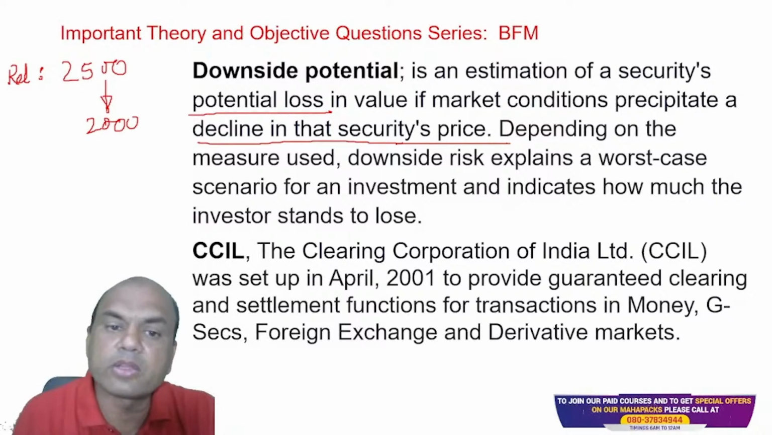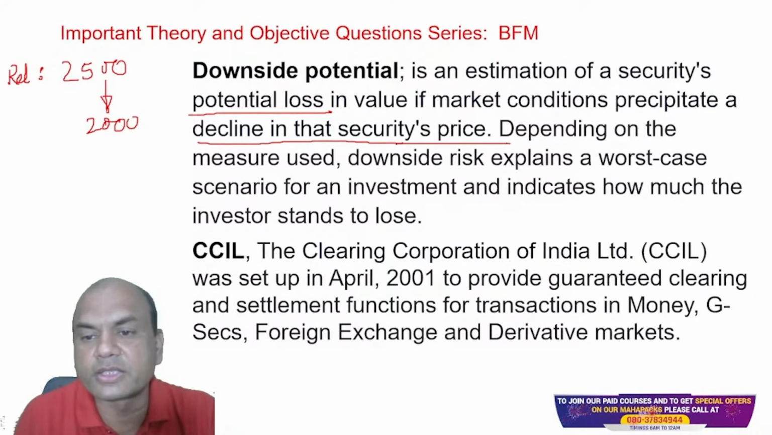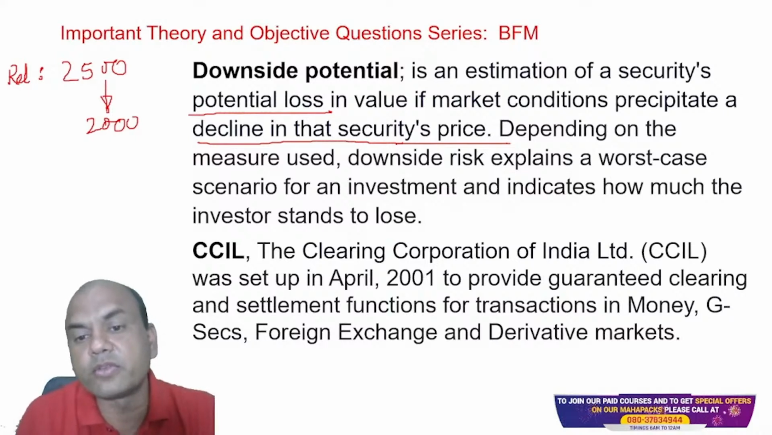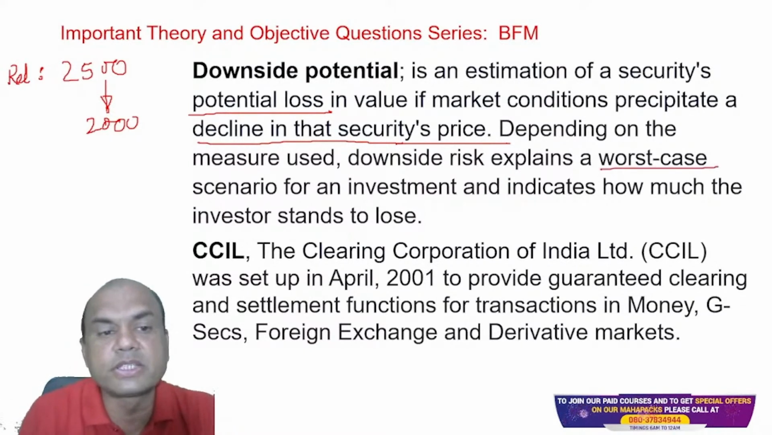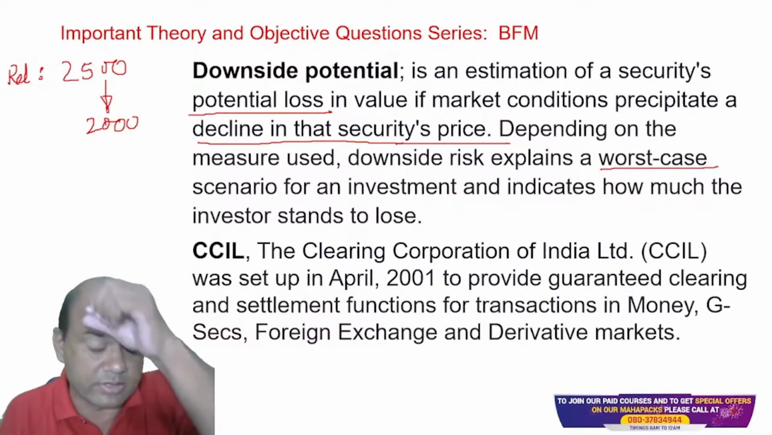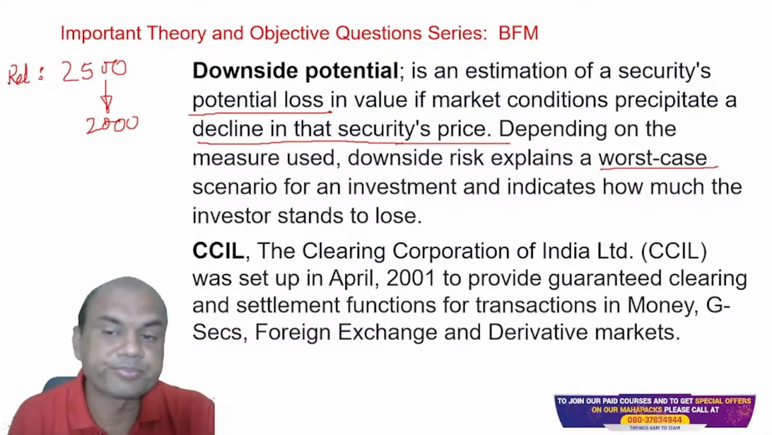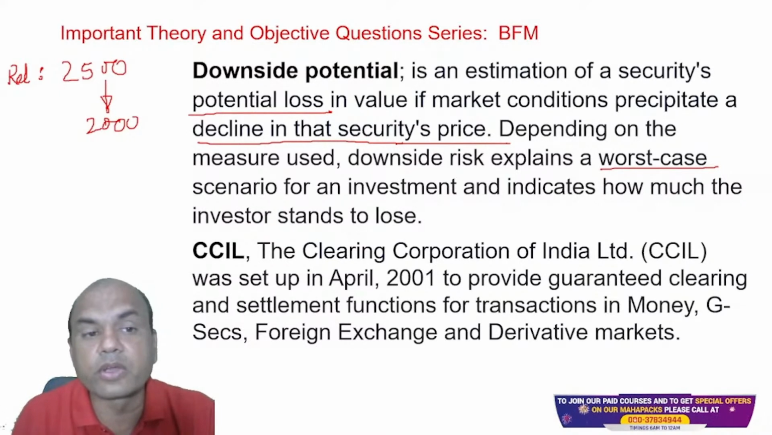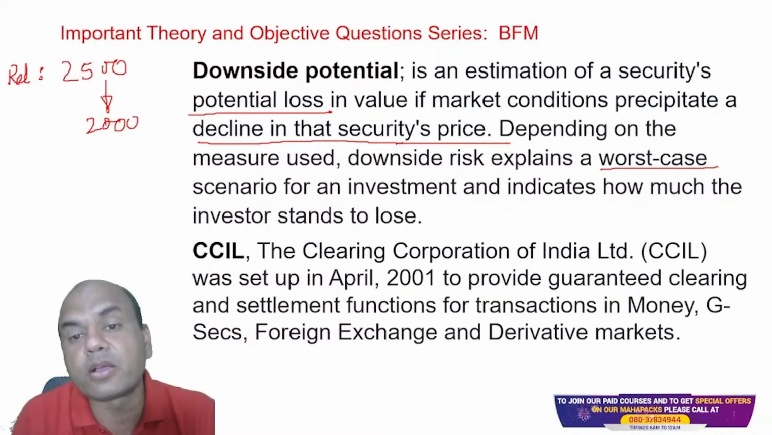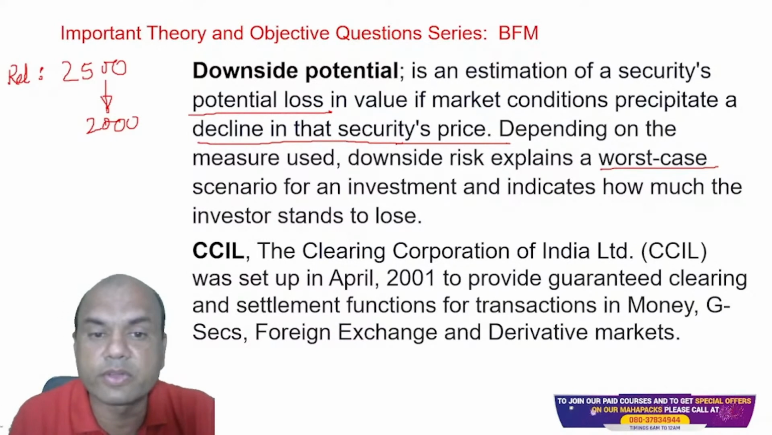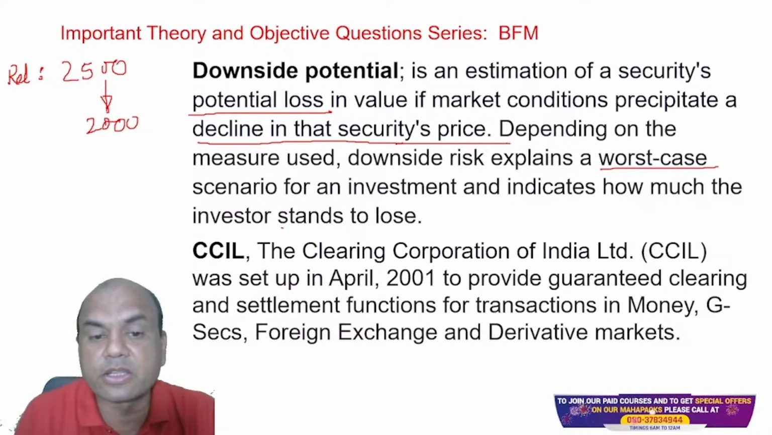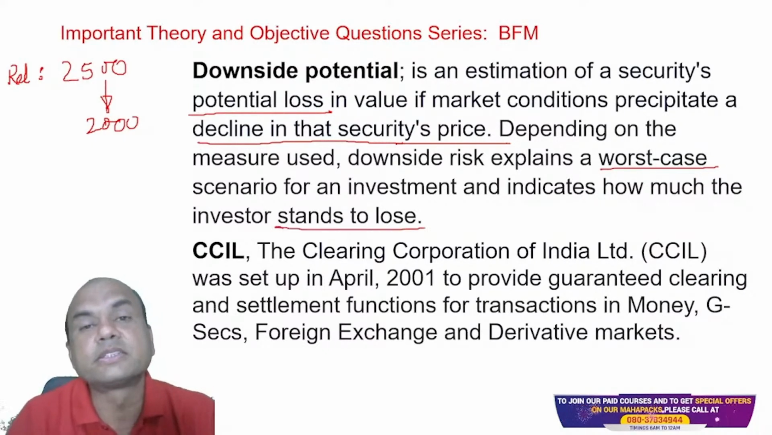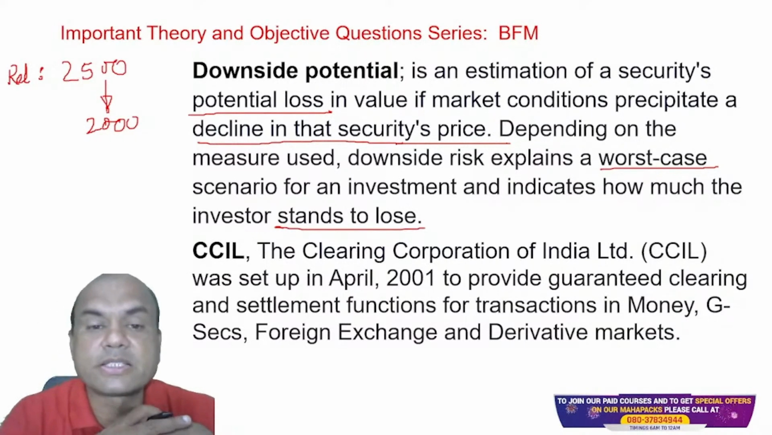Depending on the measures used, downside risk explains a worst case scenario for an investment and indicates how much the investor stands to lose. So worst case scenario means what? What is the lowest level which this stock can go down to, or the lowest level at which this bond can go down? The worst case scenario is always taken into account by any company whenever you're doing a conservative investment. It indicates how much this investor will lose if the downside potential materializes, meaning if the Reliance share goes down.